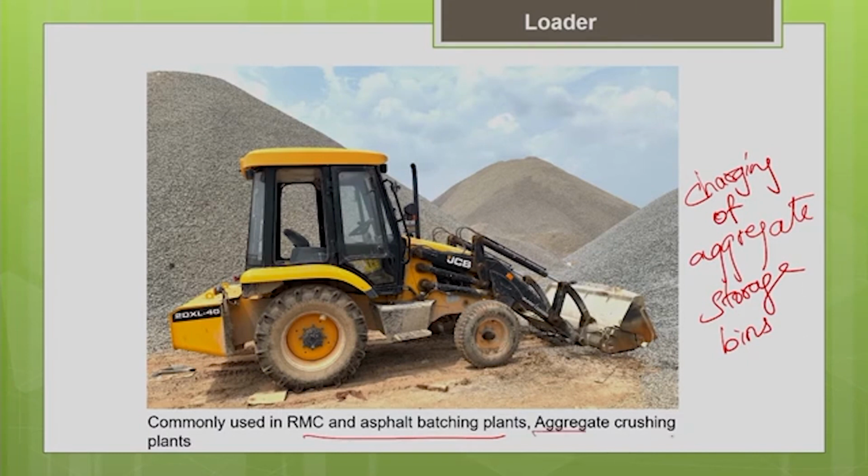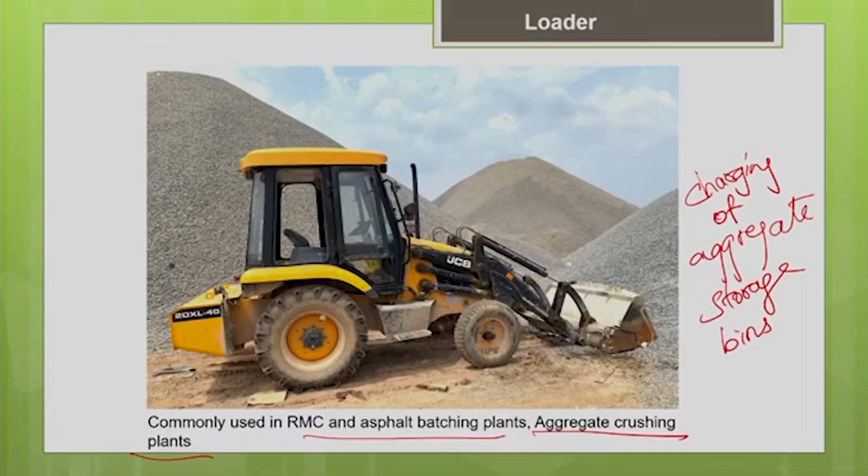And another thing is, it is also used in aggregate crushing plants. In crushing plants, you can see that the loader can dig the quarried rock, the blasted rock or the shot rock. So, this loader can dig it, load it, and then transport it to a certain distance and take it to the aggregate crusher, and feed it into the hopper of the aggregate crusher. So, that way it can help.